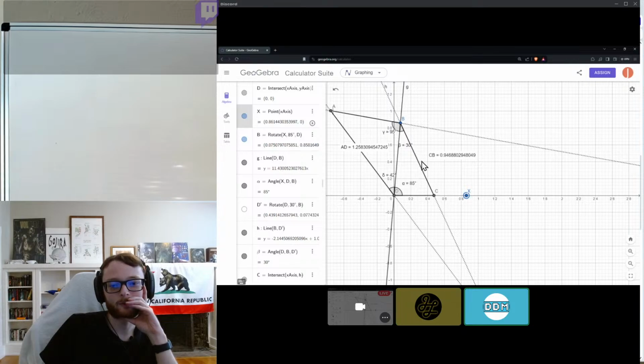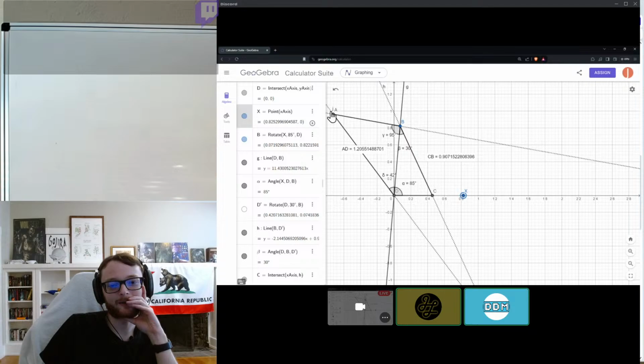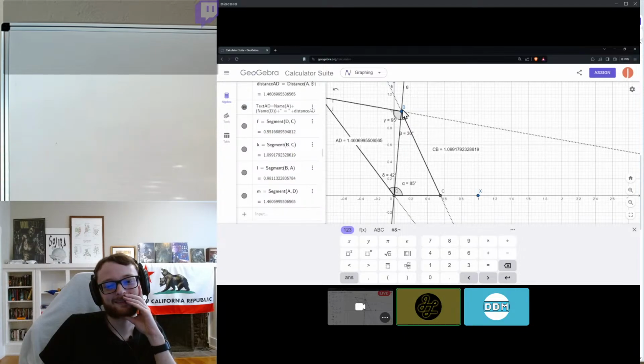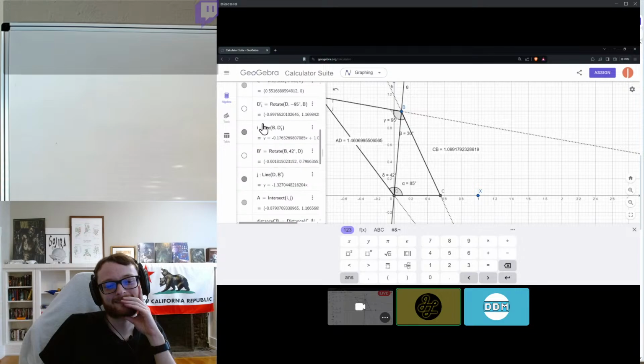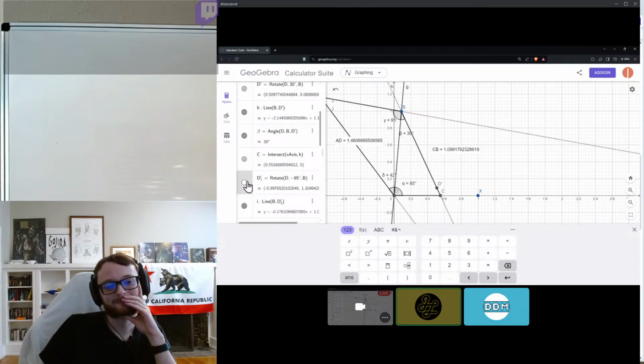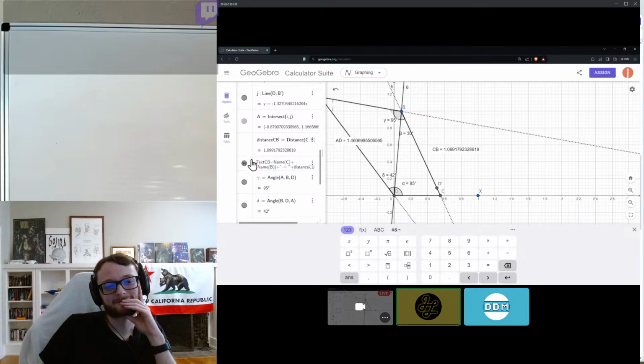Actually, AD and CB aren't even equal here. Yeah, that's the problem I'm running into. I can't get AD and BC to be the same length until I took X and moved it off of the X-axis. If I do X equals 1, 0, I get some weird stuff happening because I've hidden a few points, so I might need to bring those back into play here.